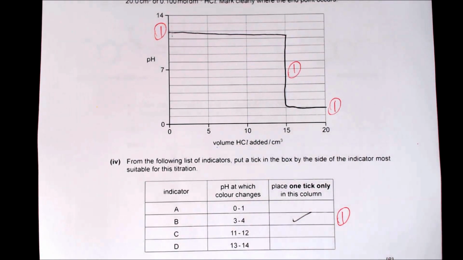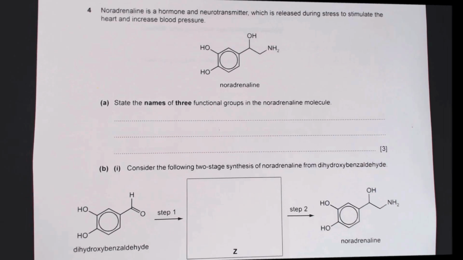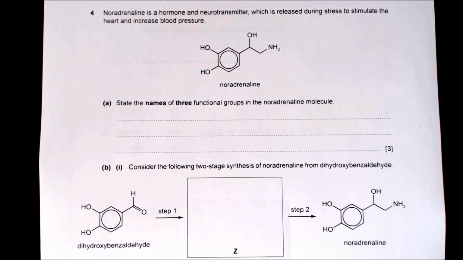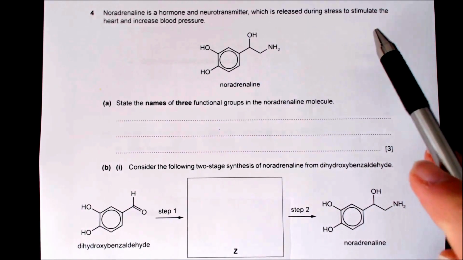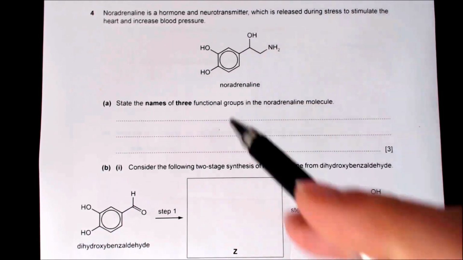So there we go. Another 16 mark question. So on to question 4. Okay, so this is question 4. And it says noradrenaline is a hormone and a neurotransmitter which is released during stress to stimulate the heart and increase blood pressure. You may have some of this in your exams. So this is the chemical noradrenaline, which they've given us here.